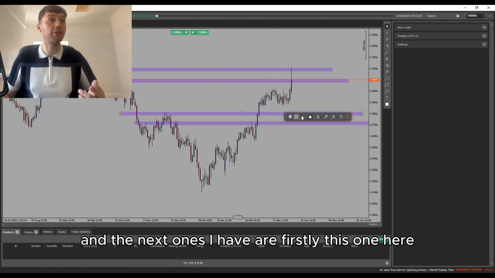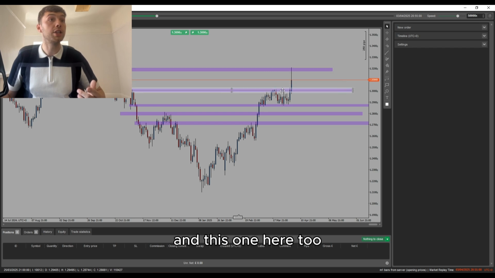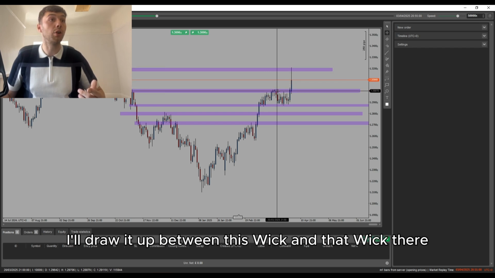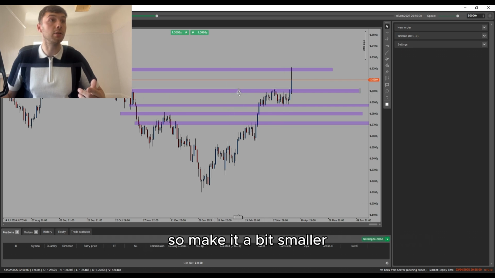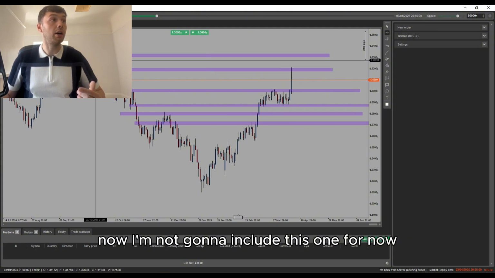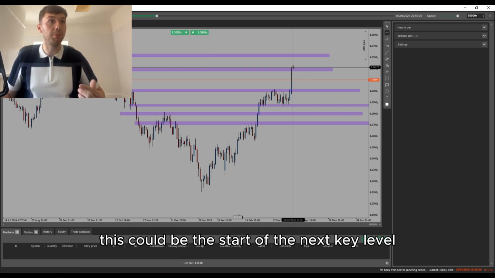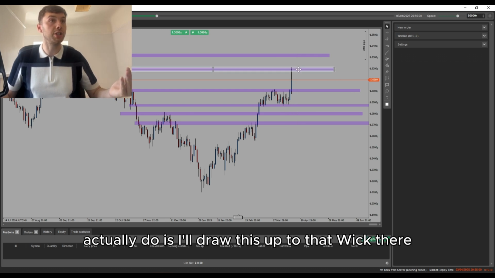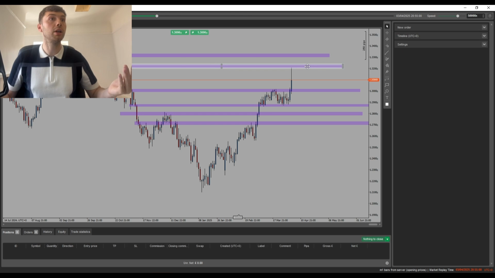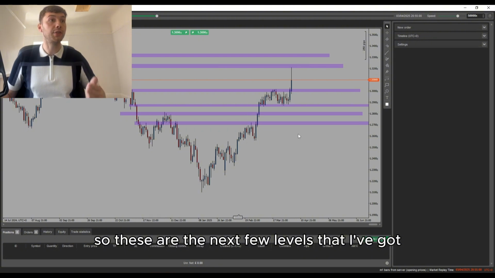And the next ones I have are firstly this one here, as there's been some area of struggle. And this one here too. I'll draw it up between this wick and that wick there, so make it a bit smaller. And then above that, we do have this area here. Now, I'm not going to include this one for now because the way that this is pulling back, this could be the start of the next key level. So what I'll actually do is I'll draw this up to that wick there, and I'll cover this level with it too. So these are the next few levels that I've got.